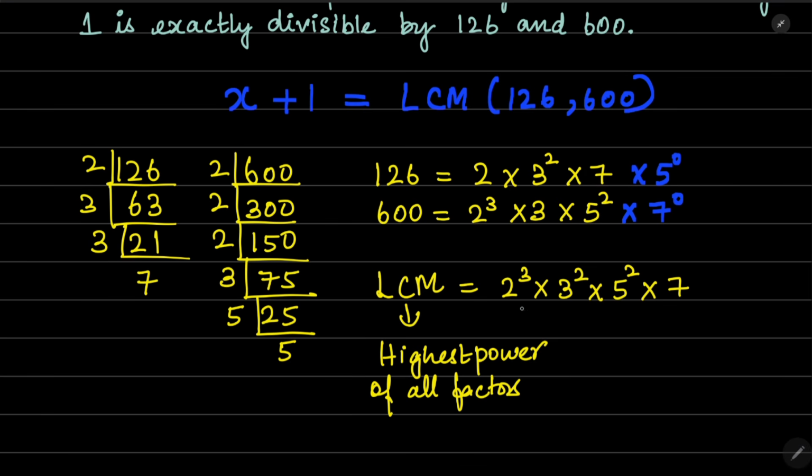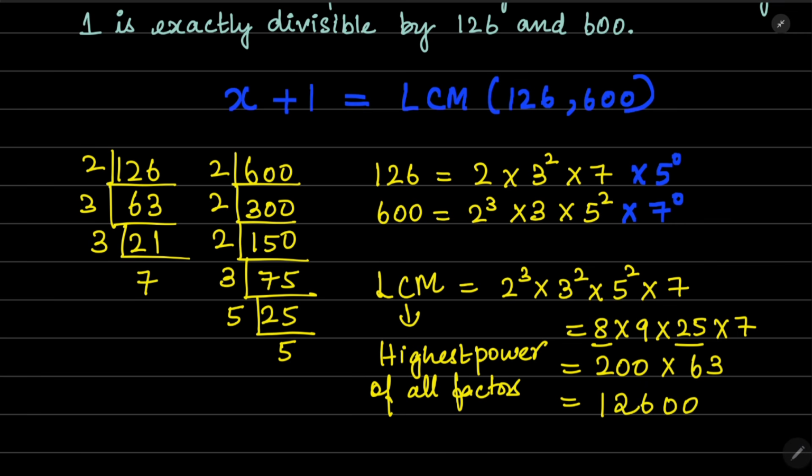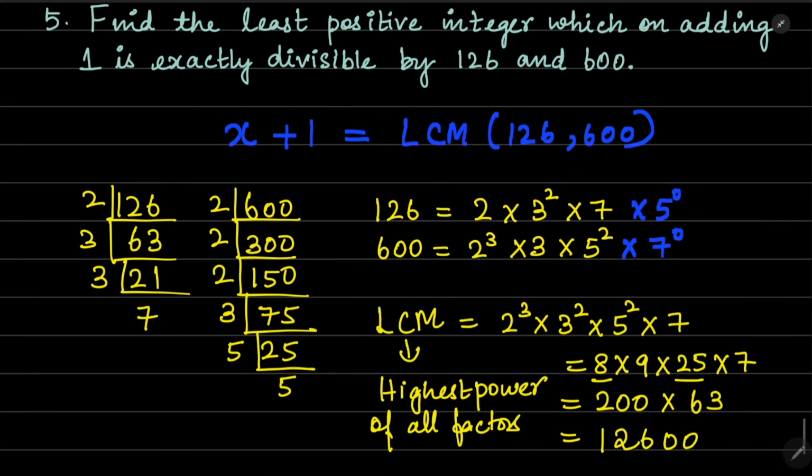So what is 2 cube? 2 cube is 8. Multiplied by 9, multiplied by 25, multiplied by 7. So 8 into 25 is 200, multiplied by 9 into 7, which is 63. So you have 3 2s are 6, 2 3s are 6, and 2 6s are 12, and the 2 zeros. So 12,600 is the least positive integer which is exactly divisible by 126 and 600.